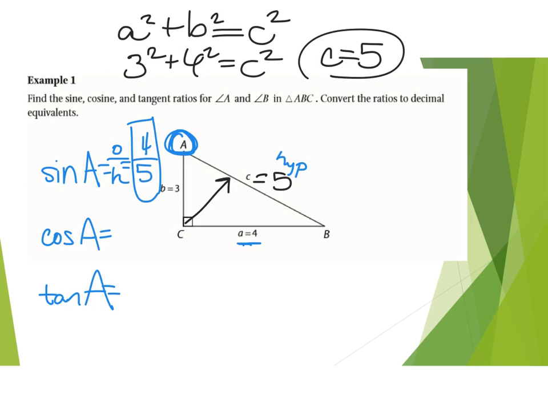It also said convert the ratio to decimals, so pick up your calculator, punch in 4 divided by 5. You should get 0.8, 8/10. So that's converting it to a decimal. So no hard math here.